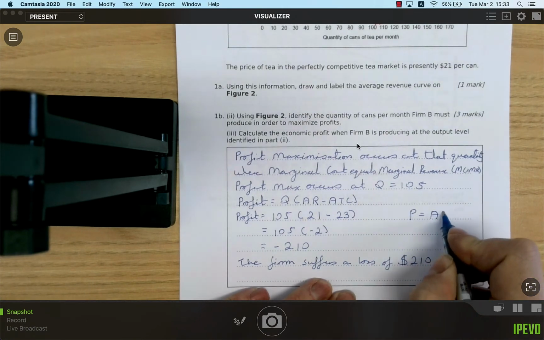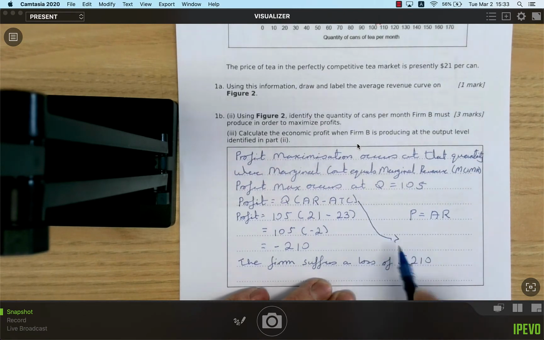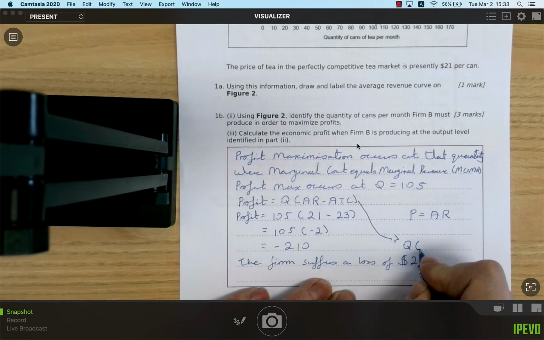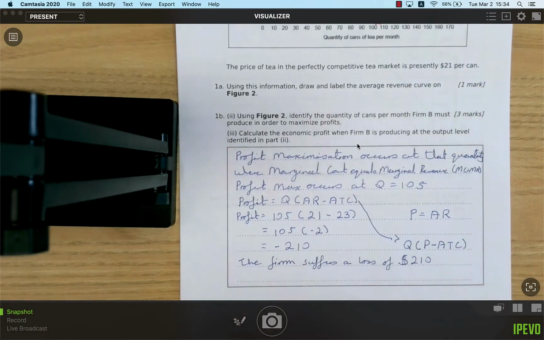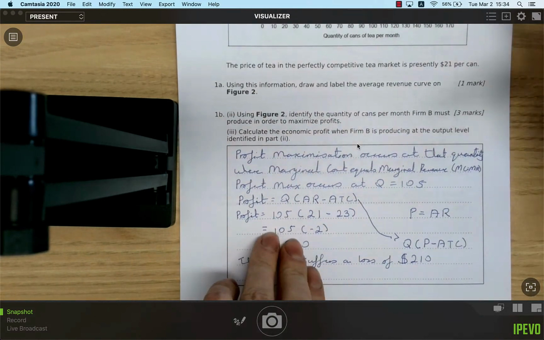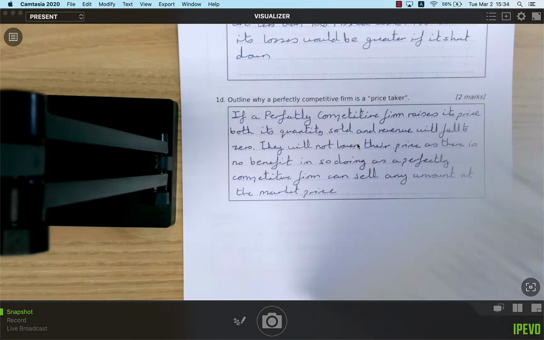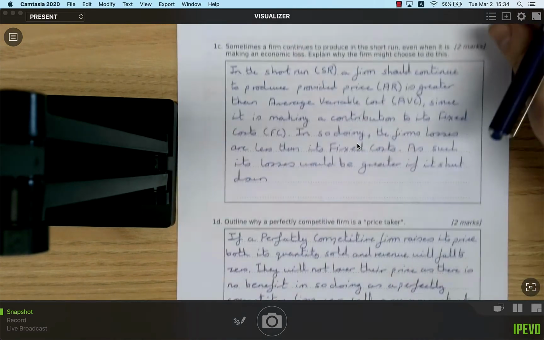So what I could have done here, instead of writing this, is write Q times P minus average total cost. And don't forget average total cost changes as quantity changes. Again, I hope that makes sense, and that it's becoming more and more obvious to you guys as we go through this stuff. Well done.